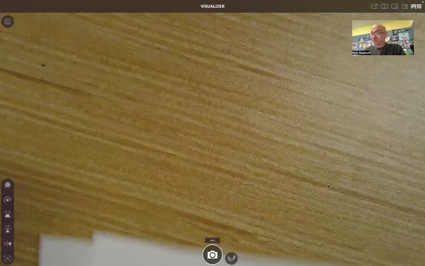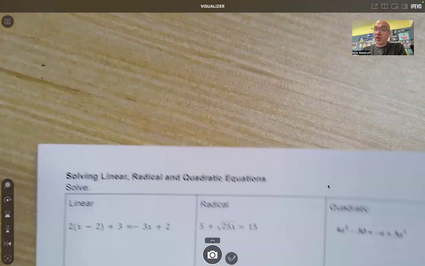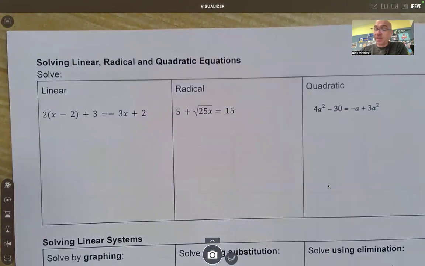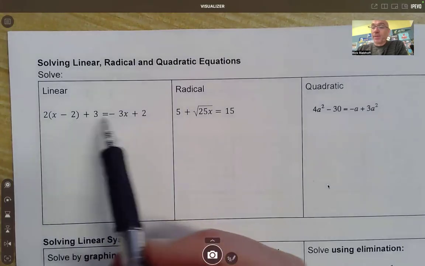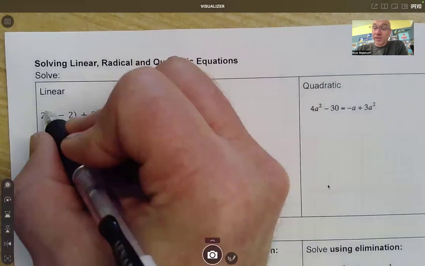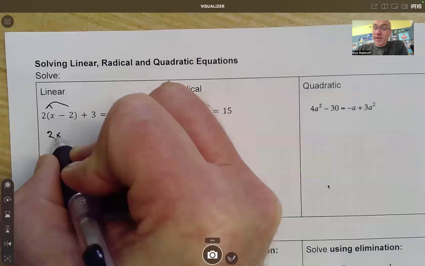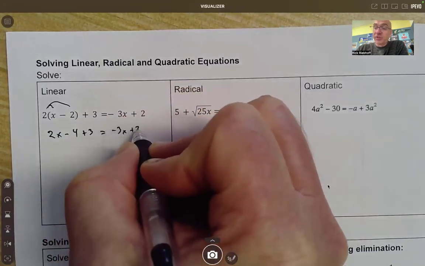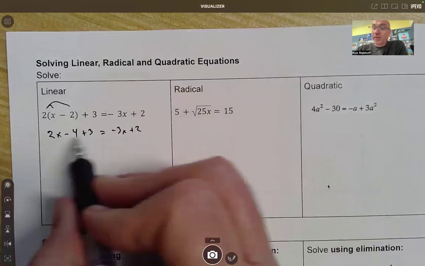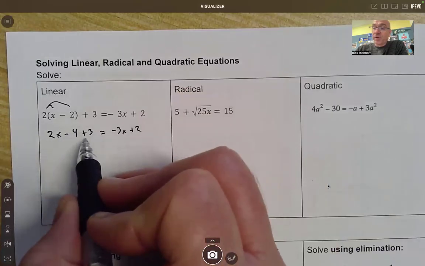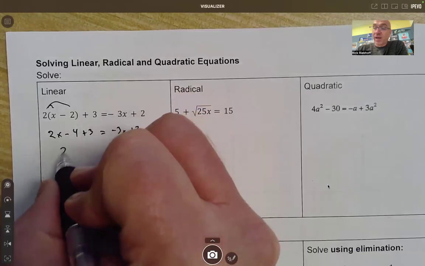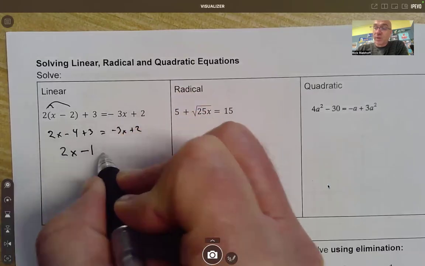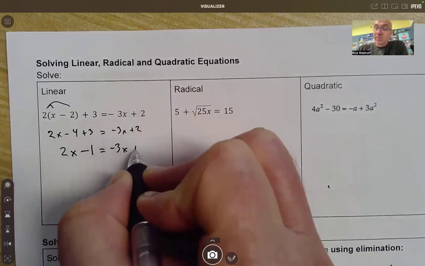All right, good stuff. All right, solving some equations here. All right, so for linear, we want to make both sides as nice as possible. So I'm going to distribute first. 2x minus 4 plus 3 equals -3x plus 2. I've got some more work to do on this side. -4 and plus 3 are like terms. So 2x minus 1 equals -3x plus 2.